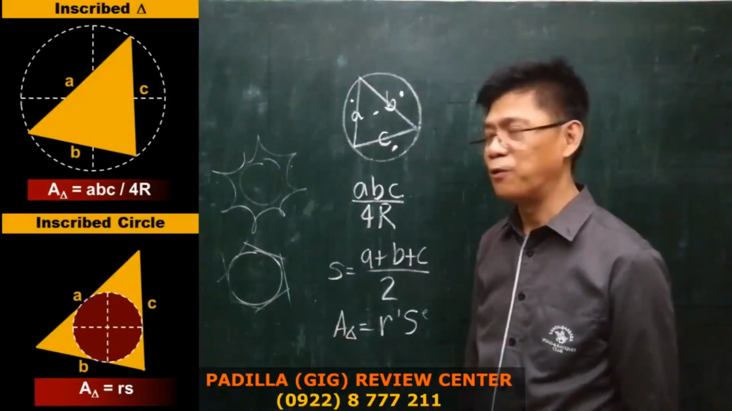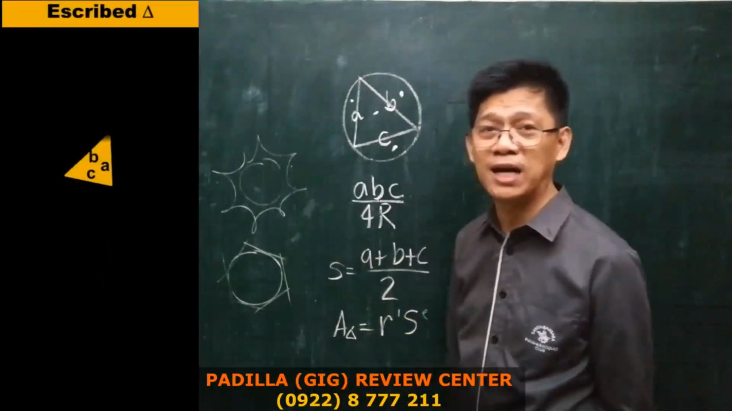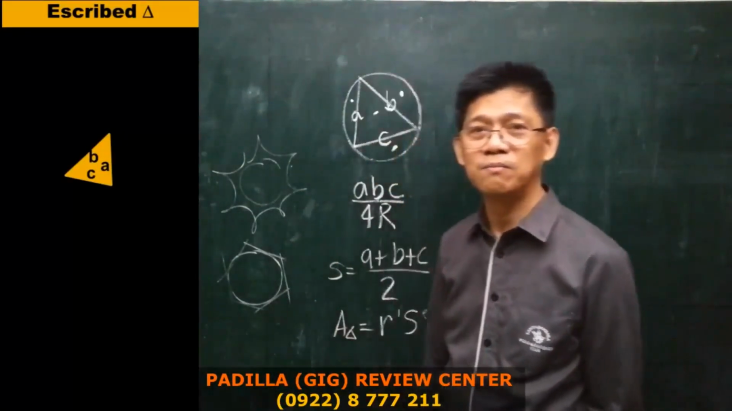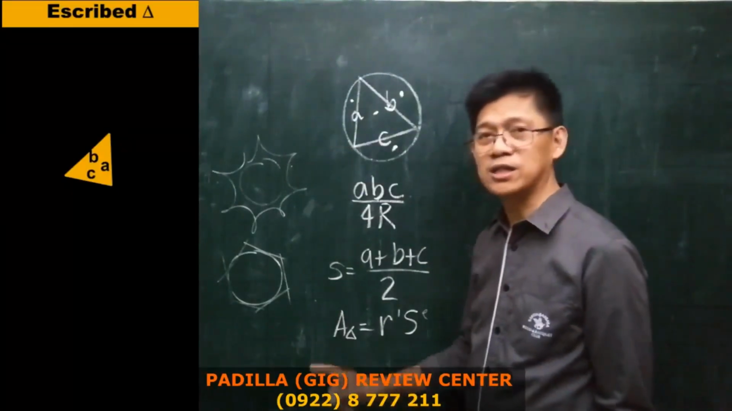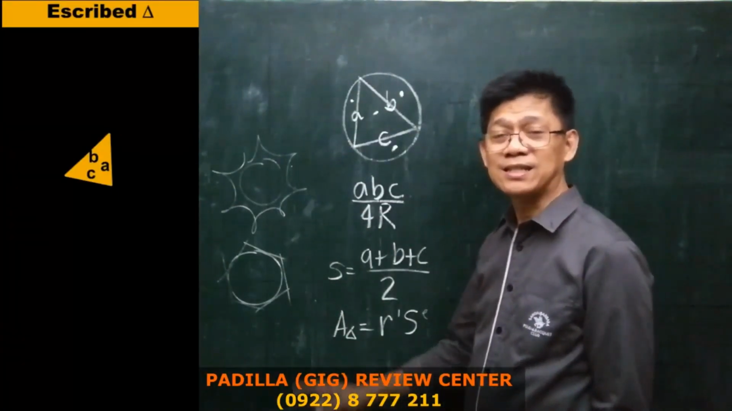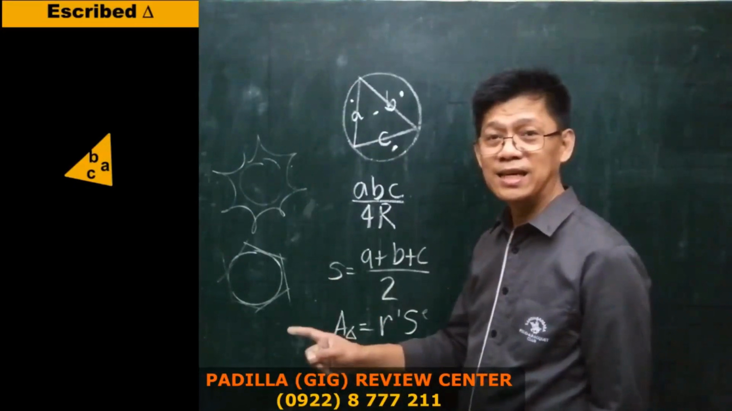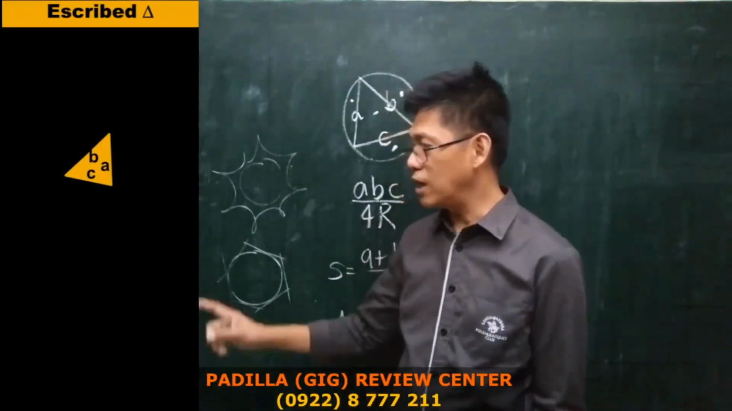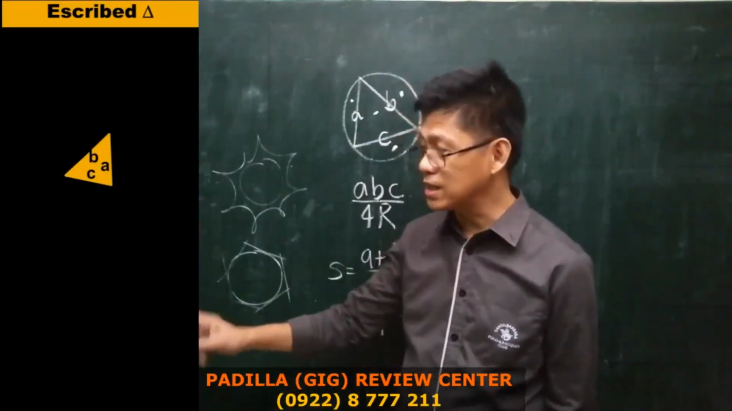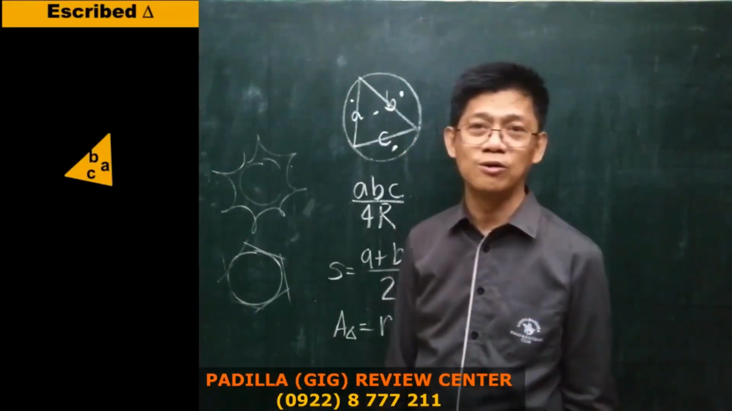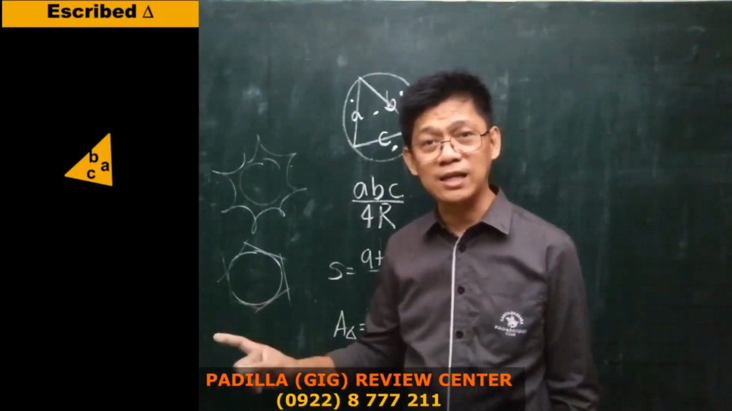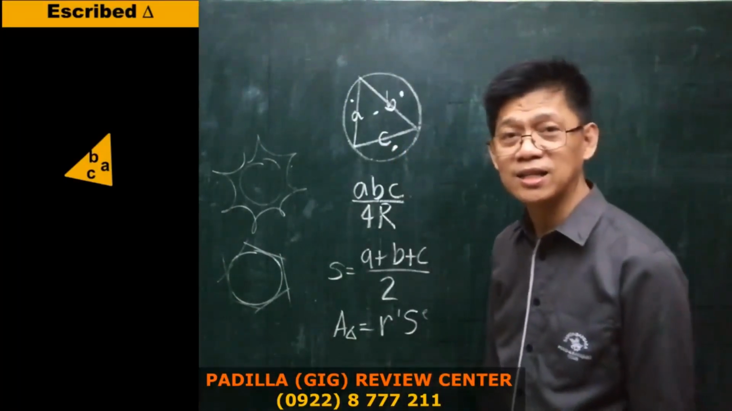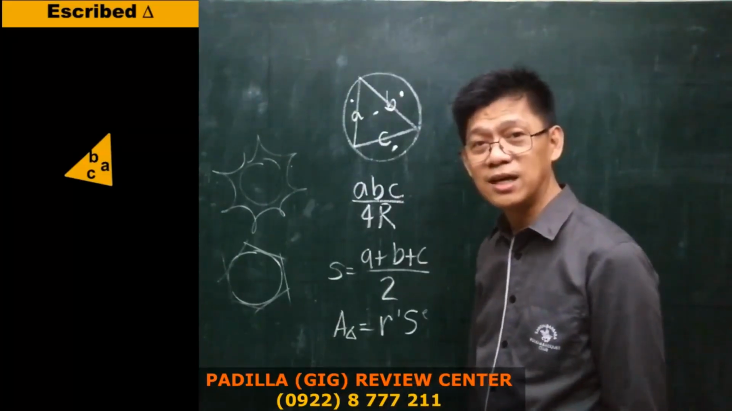Kuha? Now, the third situation is when you have an escribed circle. What is an inscribed circle? An inscribed circle is a circle that is tangent to all the sides internally. But this one, eto, yung ating escribed circle is a circle that is tangent to all the sides externally. Paanong mangyayari yan na ang circle tangent sa lahat ng sides externally?